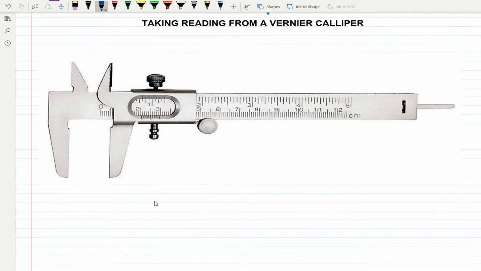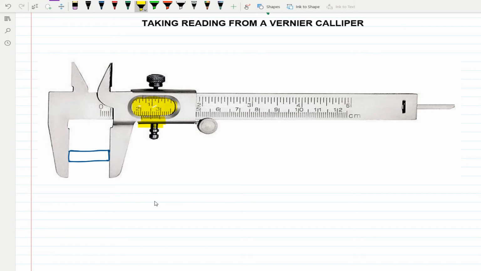Okay, now let us see how we can take a reading from a vernier caliper. Suppose you have a vernier caliper and you have placed any particular object between the jaws, the outside jaws of the vernier caliper. Suppose you are finding the length of this particular piece. Once you are in this situation, you can see that there are some readings shown here on the main scale, and there are some readings on the vernier scale which we are supposed to take.